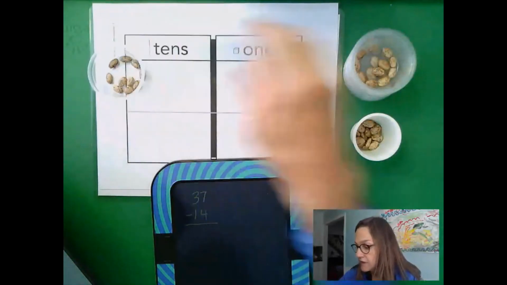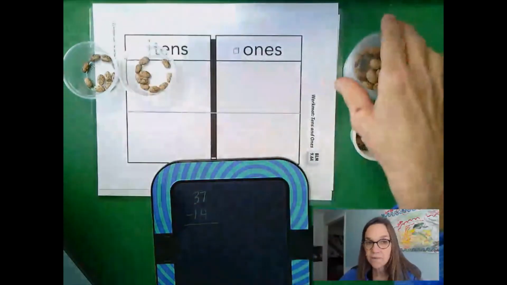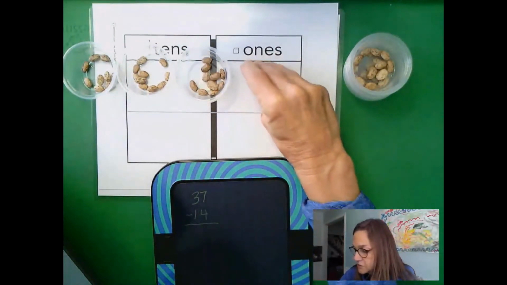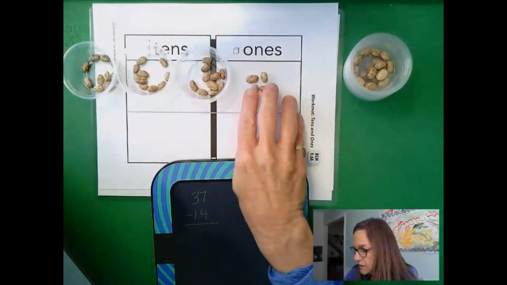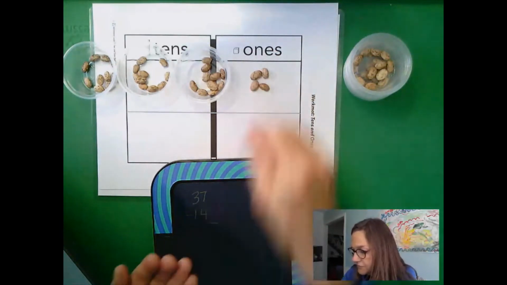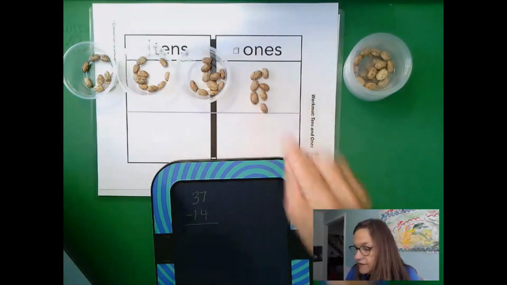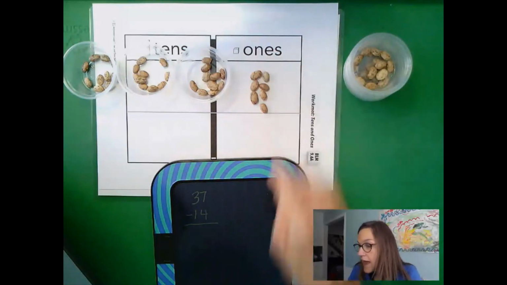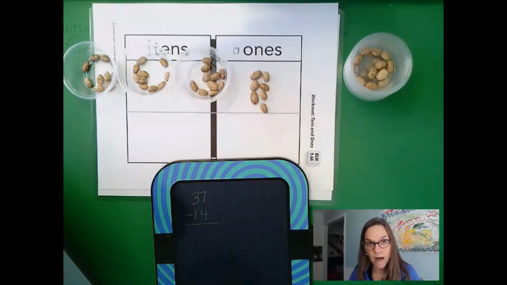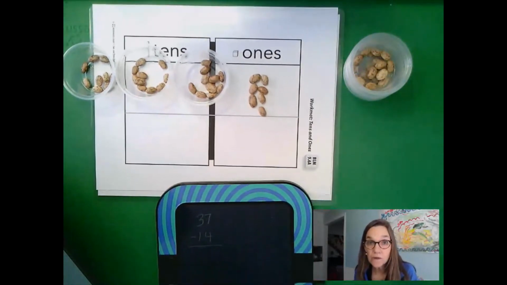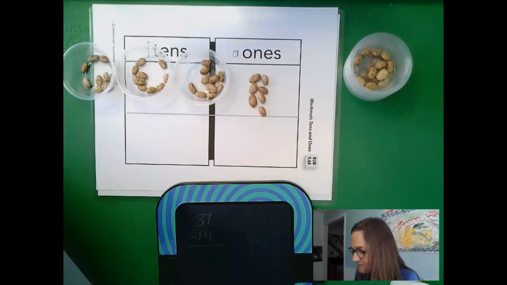So let's make 37. 10, 20, 30, and 7. 1, 2, 3, 4, 5, 6, 7. Okay, there's 37. And we want to give 14 to Miss Schrader's class. We want to take away 14 of them, okay? So we're going to literally take away 14 of the sharpened pencils or beans, okay?